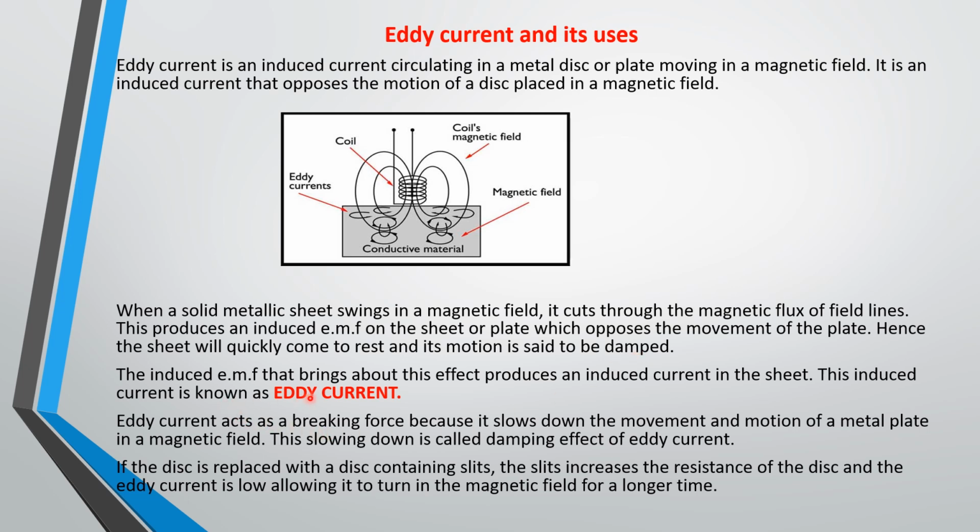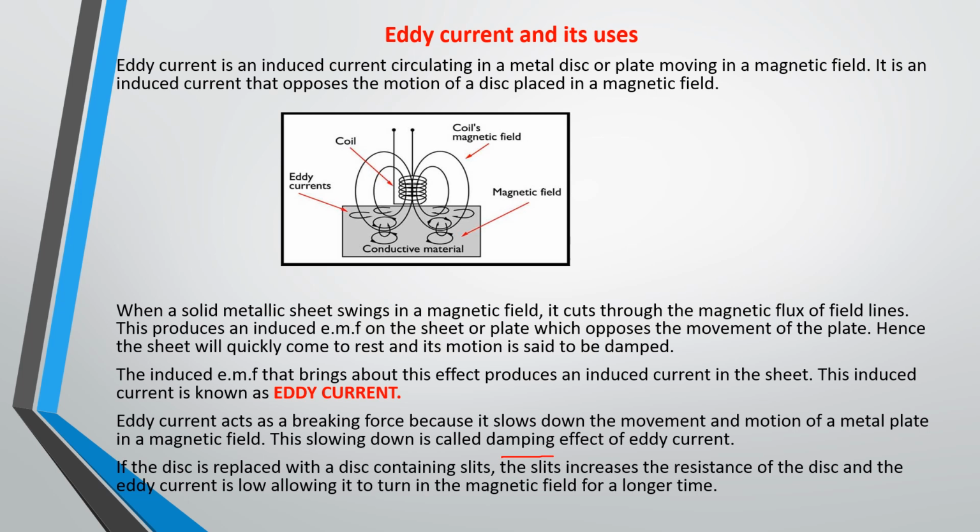The induced EMF that brings about this effect produces an induced current in the sheet. This induced current is known as eddy currents. Eddy current acts as a braking force because it slows down the movement and motion of a metallic plate in a magnetic field. This slowing down is called the damping effect of eddy currents.